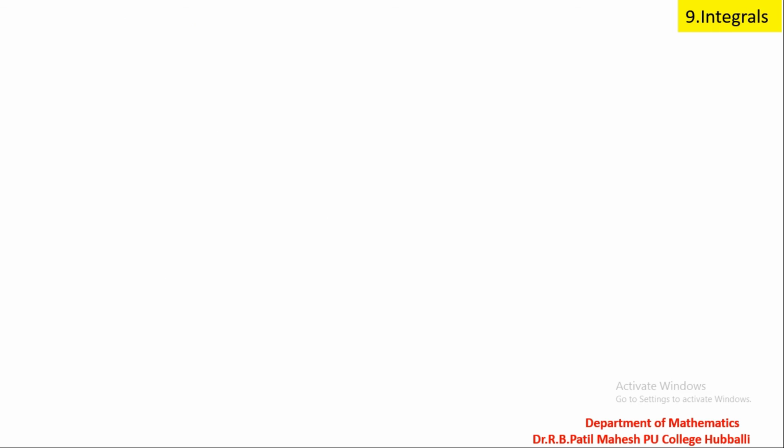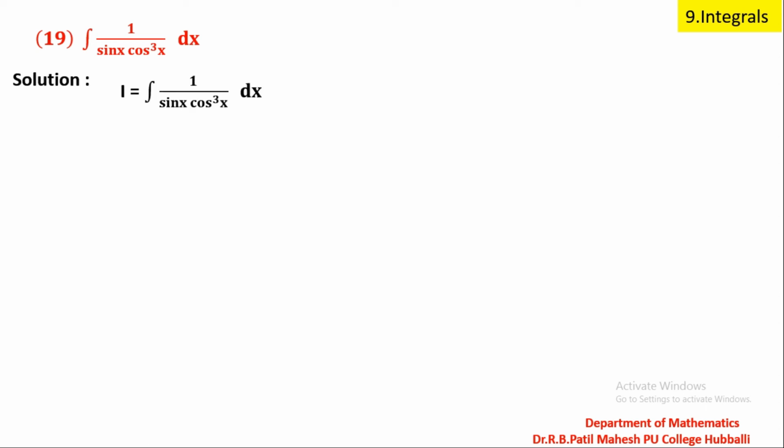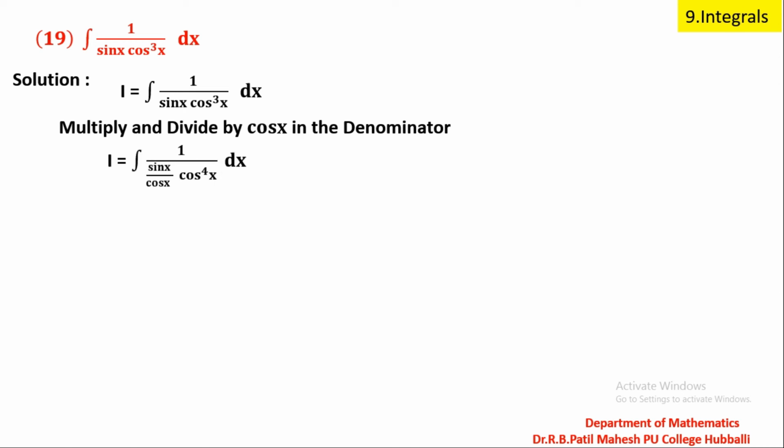Next, 19. Integration of 1 upon sin x into cos cube x dx. Solution. As usual, let me take I equal to integration of 1 upon sin x into cos cube x. Students, in the denominator, multiply and divide by cos x. Why do I have to multiply and divide by cos x? Let us see what happens first. In the denominator multiply by cos x, and divide by cos x. So sin x by cos x, that I have written, and cos cube x into cos x is cos raised to 4x. Hope you followed, multiply and divide by cos x.